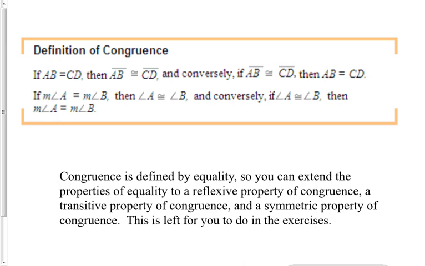Well, the reason that we are defining congruence now is because when you transition in a proof from equality, things being equal, to congruency, things being congruent, you need to state that you are using the definition of congruence. We have to justify everything in a proof. Now it says down here, congruence is defined by equality. So you can extend the properties of equality to a reflexive property of congruence, a transitive property of congruence, and a symmetric property of congruence. This is left for you to do in the exercises. So this is something that we'll be doing as we go.